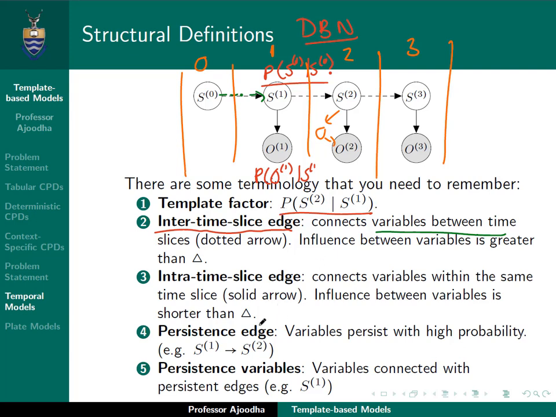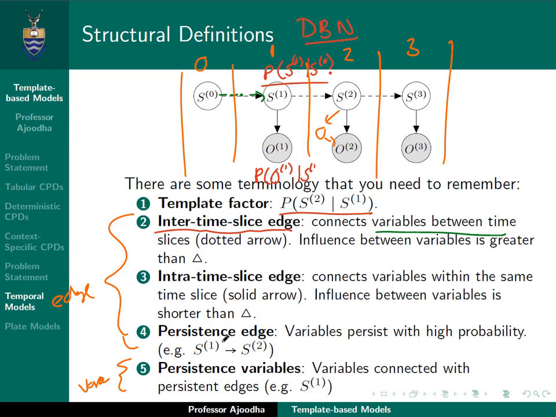Then you get persistent edges, and these are the variables. Sorry, now these were about edges. Now these ones are about variables. Oh, sorry. This one is still about an edge, but this one is about a variable. Okay, so your intra-time, okay, great. So the variables persist with high probability.